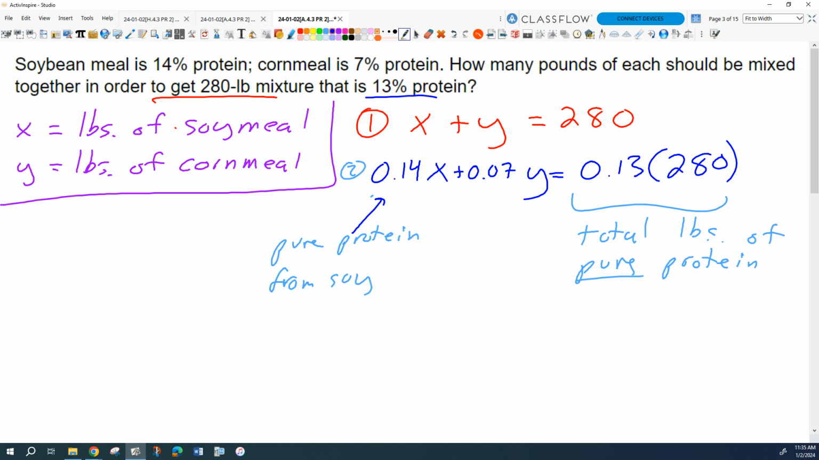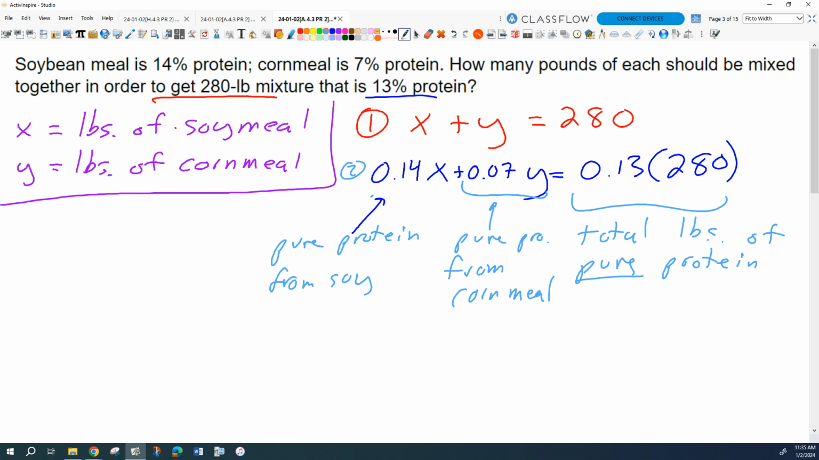Okay, so let's just kind of, what's that again? So that thing right here, pure protein from cornmeal. Yeah, so the pounds of pure protein from soy plus the pounds of pure protein from corn equals the total pounds of pure protein that we want, which is 0.13 times 280, right? Make sense? Okay, there's our system. Look at that. That's easy.